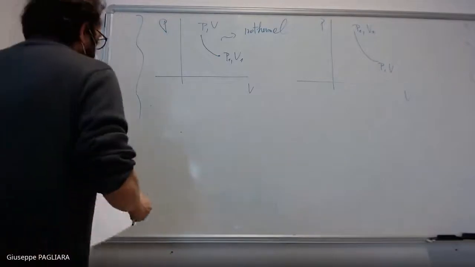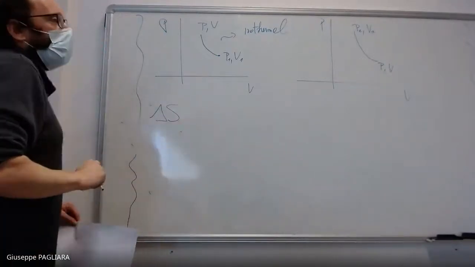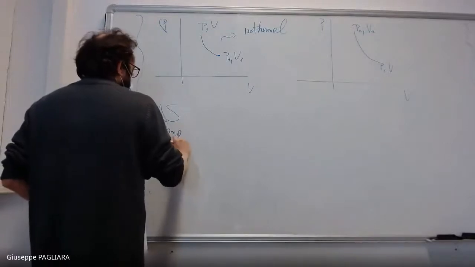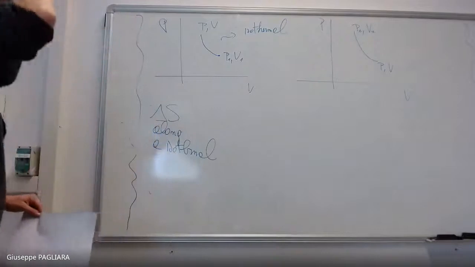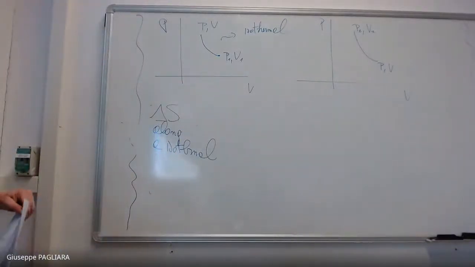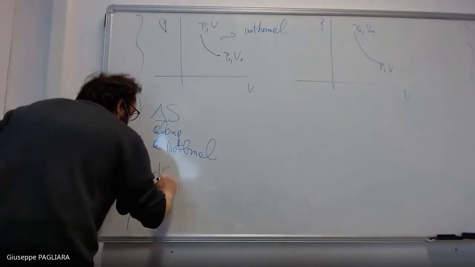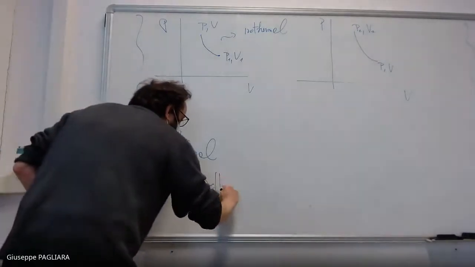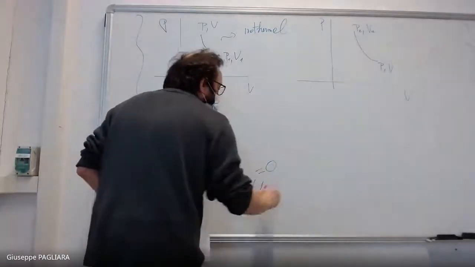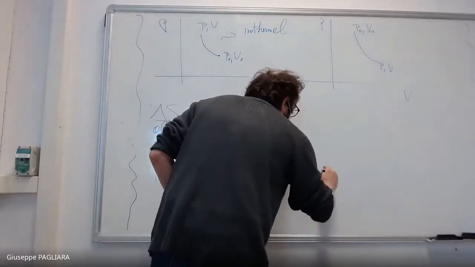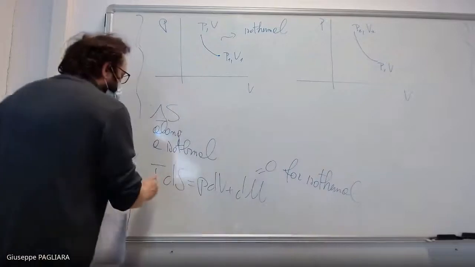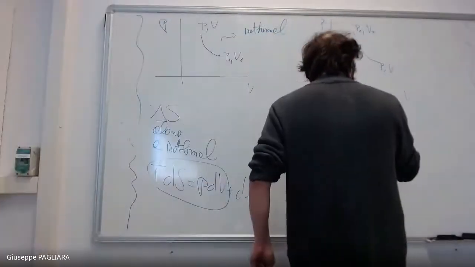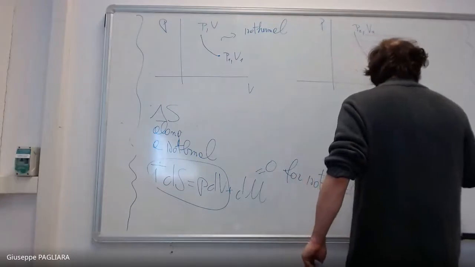Now we can compute the variation of the entropy along one isothermal, and this is easy because there is no variation of internal energy, right? So, first principle of thermodynamics, TdS is equal to PdV plus dU. But this dU is equal to 0 for isothermal and for ideal gas. Therefore, TdS is just PdV. I can use the ideal gas law again. So TdS is equal to P dV.